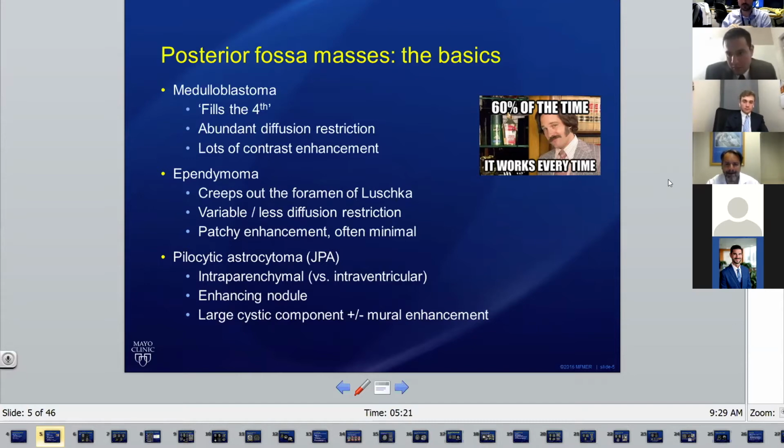the fourth ventricle proper. They do tend to enhance, but it's a little more patchy, and they don't really have much diffusion restriction. And if it's there, it's kind of coarse and not very uniform as it is in medulloblastoma.